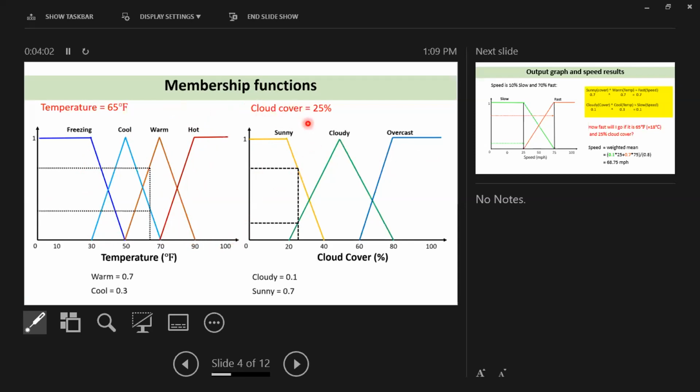Similarly, for the second graph, for the sunny, the degree is 7%, 20%, and cloudy maybe 50%, and overcast 80%.